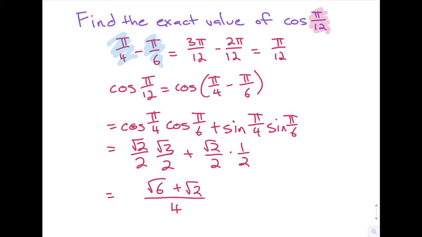To review, what you do is you take a look at the angle that you have, and you try to write it in terms of angles that we already know. And then using those angles and the addition or subtraction formulas for sine, cosine, or tangent, we can evaluate.